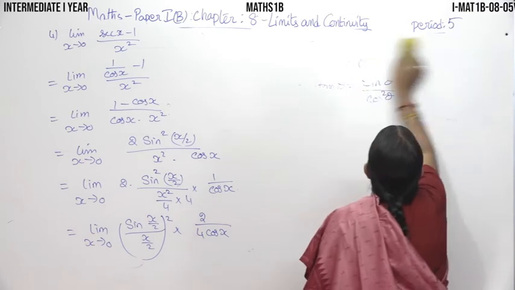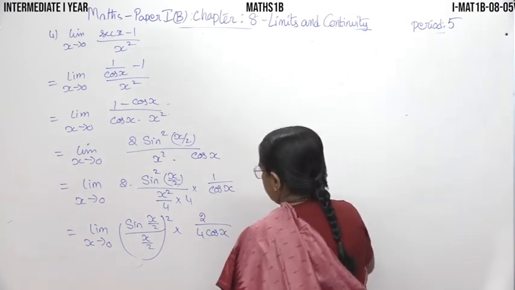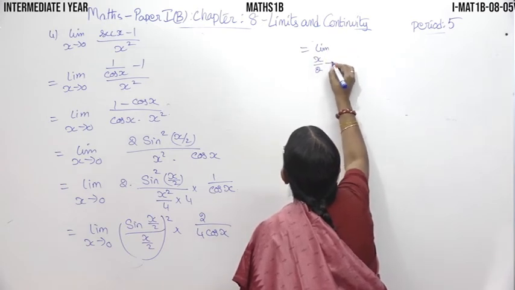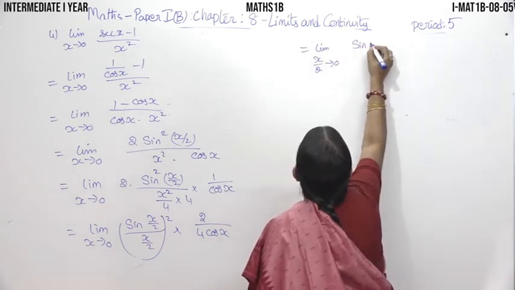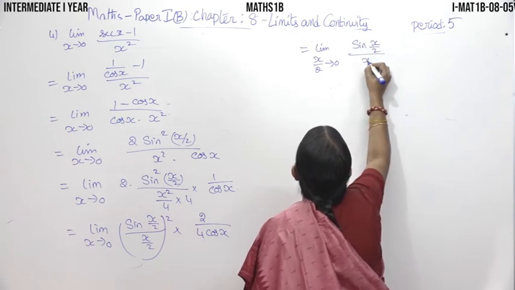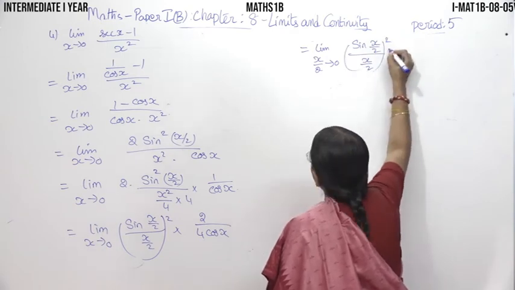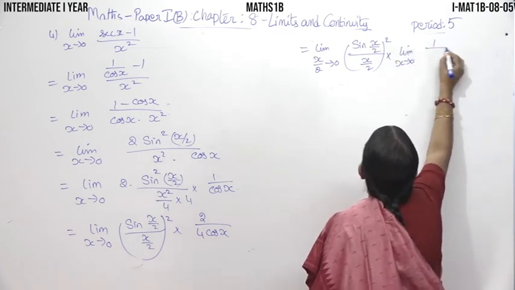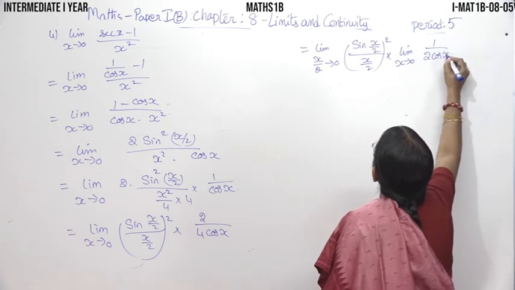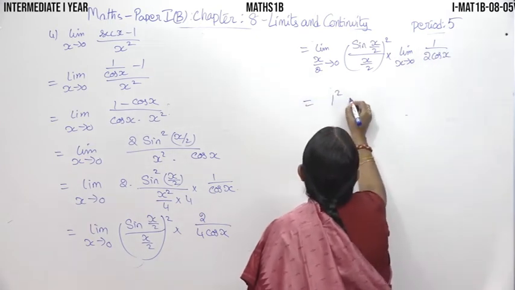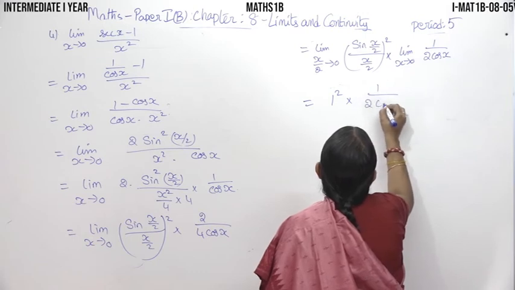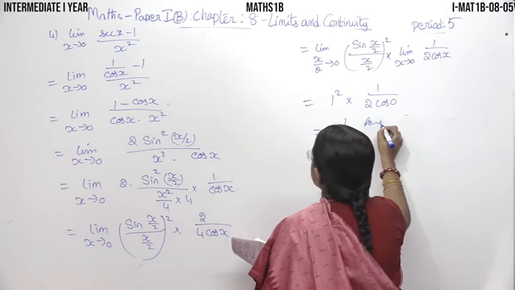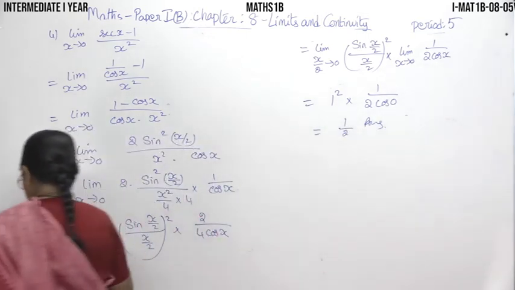So it is equal to limit x by 2 tending to 0 of sin of x by 2 by x by 2 whole square, into limit x tending to 0 of 1 by 2 cos x. So this limit is 1 square and this limit is 1 by 2 cos 0. Cos 0 is 1. So it is 1 by 2. So the answer is 1 by 2. So like this we do.